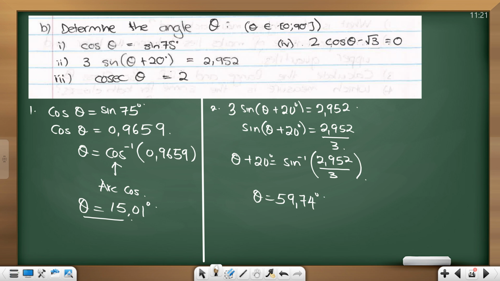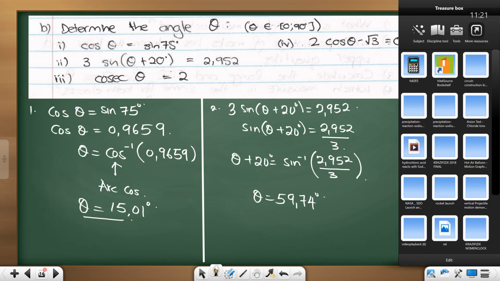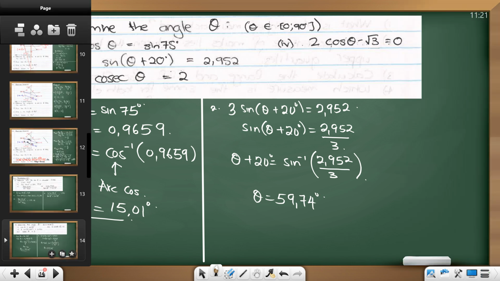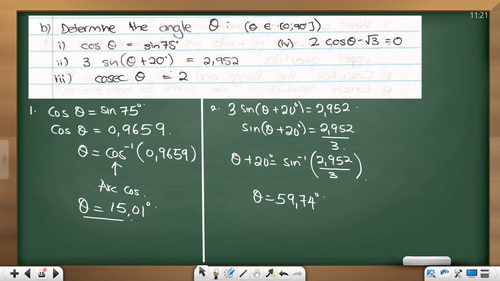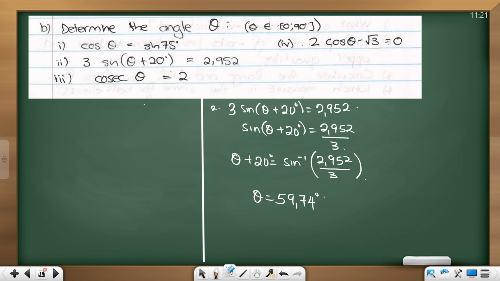Number 3, cosec theta equals to 2. Remember, it's all about the third letter, if you remember that. About the third letter, right? Number 3. Sec theta, about the third. So it's 1 over sine theta over 1.